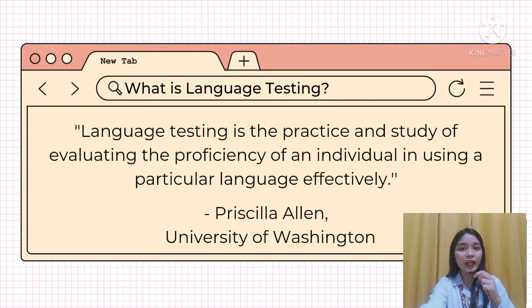So to start the discussion, let us define first what is language testing. According to Priscilla Allen, language testing is the practice and study of evaluating the proficiency of an individual using a particular language effectively. Language testing plays an important role in the teaching and learning process because it helps language teachers to place their students at their appropriate levels and to diagnose the students' strengths and weaknesses and also to evaluate their performance during and at the end of the course.